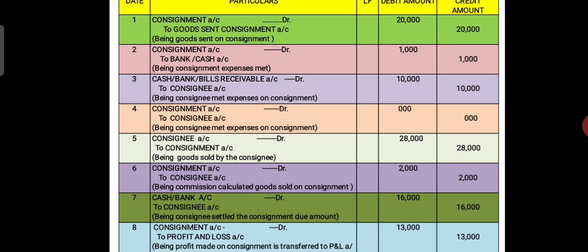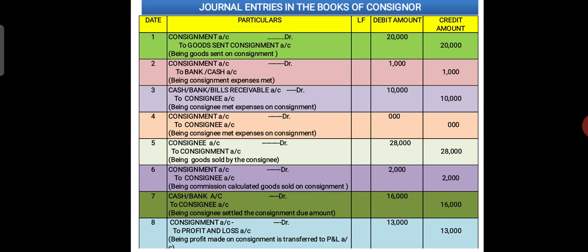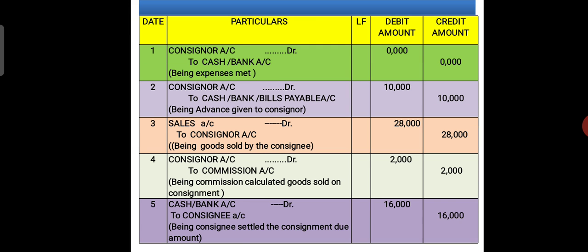After completion of journal entries in the books of consignor, now we are going to write the journal entries in the books of consignee. There are only 5 entries in the books of consignee. Who is the consignee here? Anant of Ahmedabad. On the top of the journal we write journal entries in the books of Anant of Ahmedabad, in brackets consignee. We prepare a journal with 5 columns: date, particulars, LF number, debit amount, credit amount. In this journal we have to write only 5 entries. Generally 5 entries will come in the books of consignee.